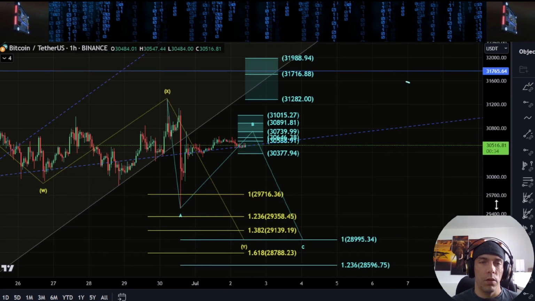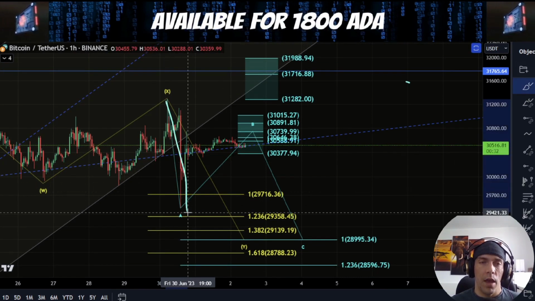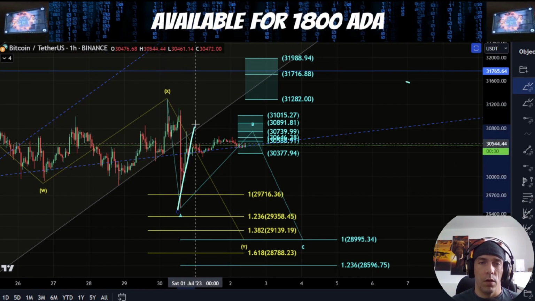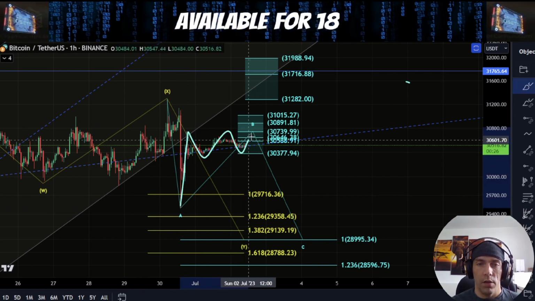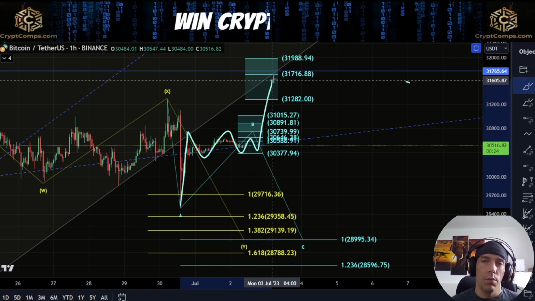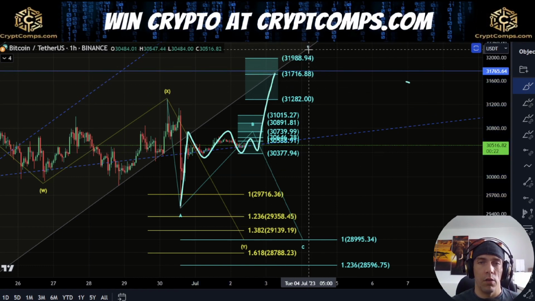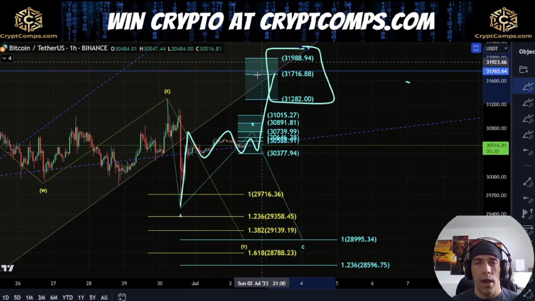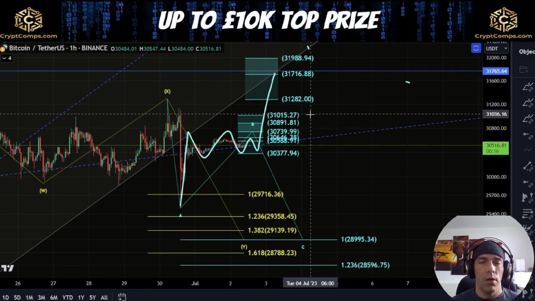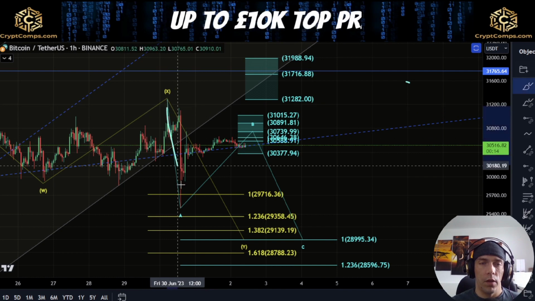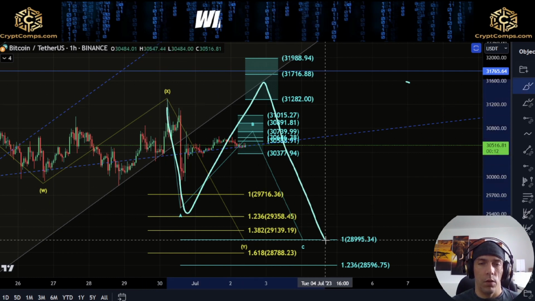But what we could also be in with here is that this could be A, we could be forming this as a B. Now once again, the same idea would apply here. If this is A, this could be A, B, C, D, E as a triangle. We get a push up here towards this higher range here of this 31,988 to this 31,282 area. Now this would be aligned with this actually being a flat within the Y wave.